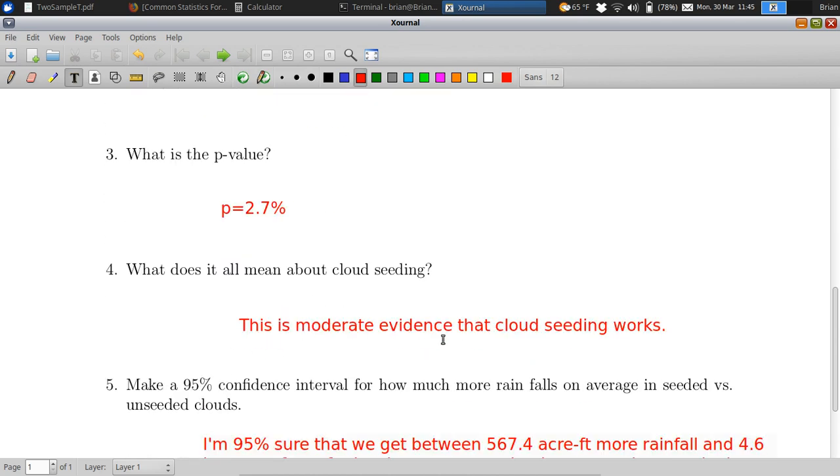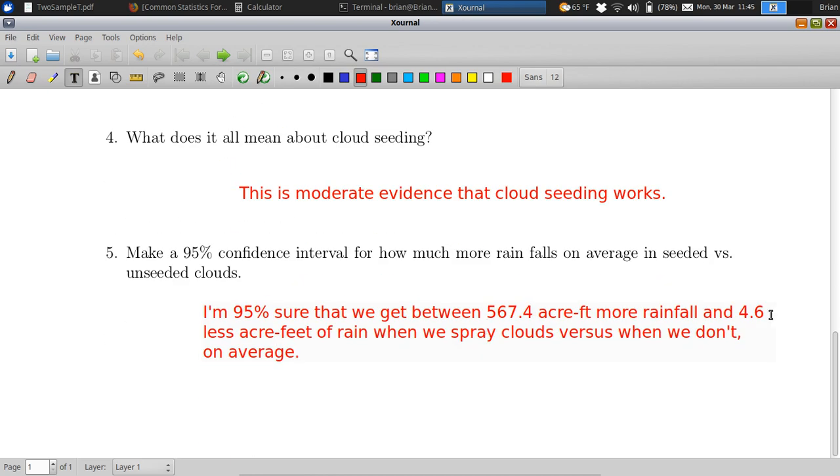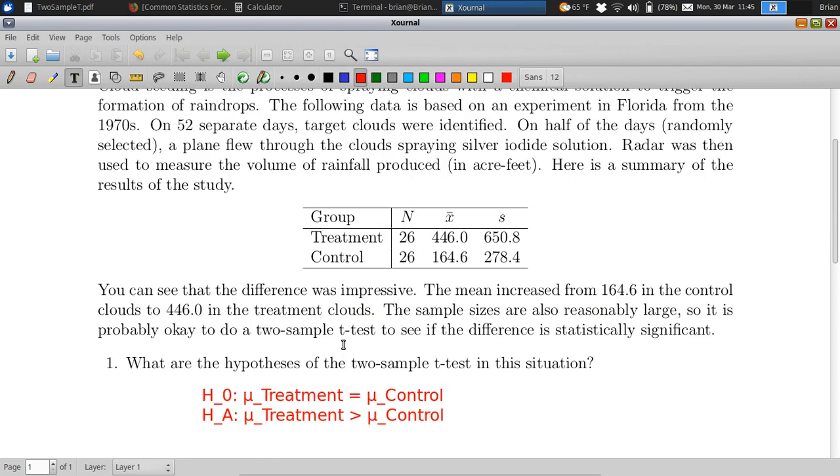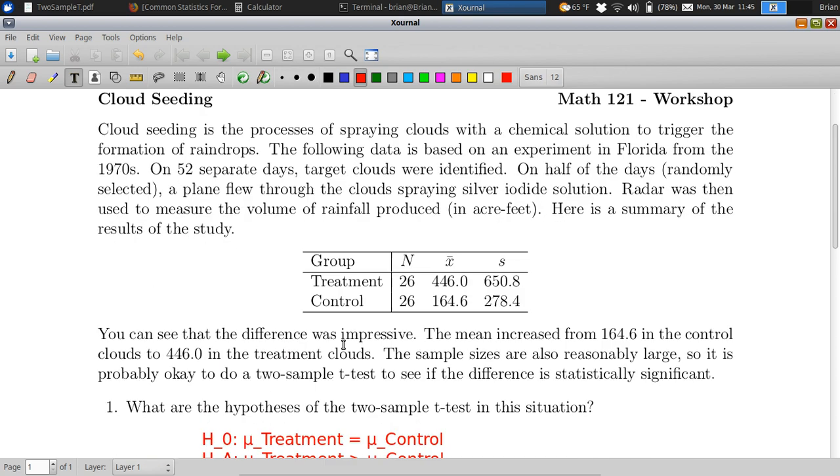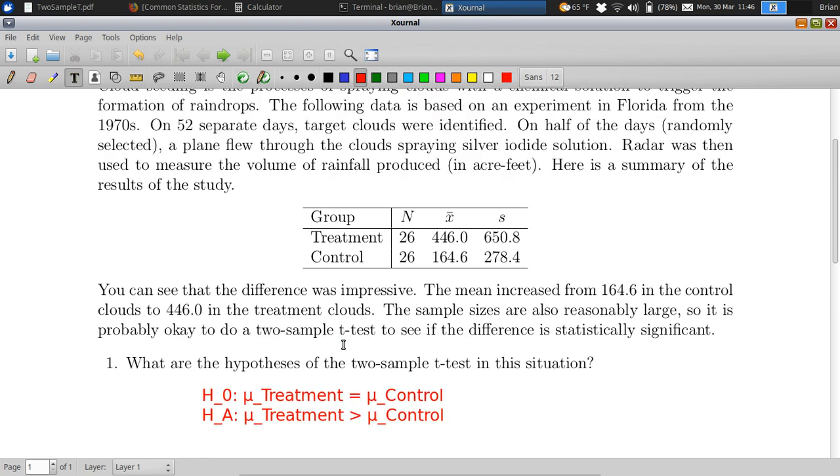The evidence here is moderate that it works. How much it works, though, we can't really say for sure. It might produce a lot more rain, or it might only produce a little, or maybe not even that much at all, maybe even none, right? Because this confidence interval included the possibility you get less rainfall. So our evidence here is not super strong, but it's reasonably trustworthy. Okay, so that's how two-sample techniques with the t-distribution work, both confidence intervals and hypothesis tests.